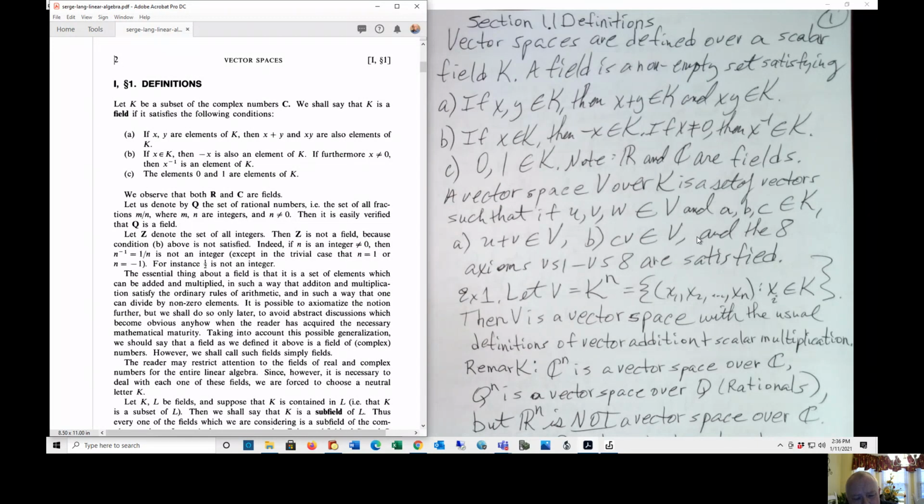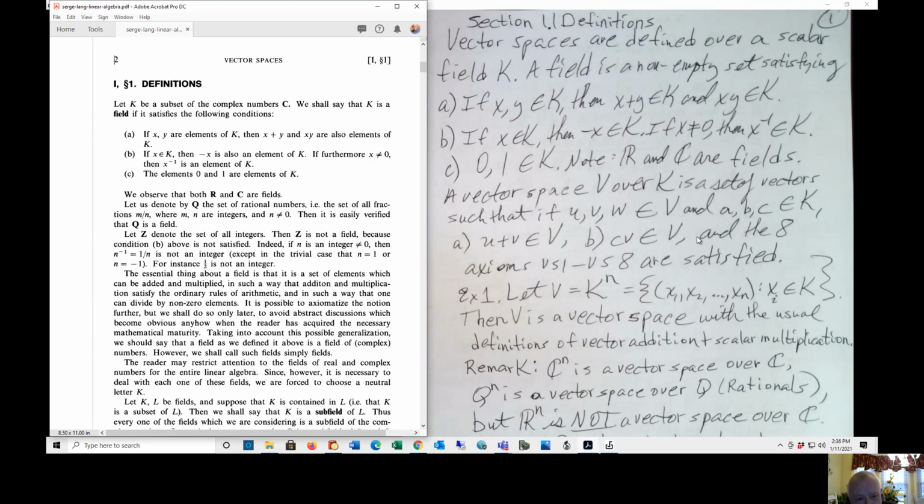Now, we denote by the letter Q the set of rational numbers, that is the set of fractions m over n, where m and n are integers and n is not 0. We all know we can't divide by 0. It's easily verified that the set of rational numbers is a field with those three axioms. But note that the set Z of integers is not a field because the second condition is not satisfied. It would not be closed under, for example, a multiplicative inverse.